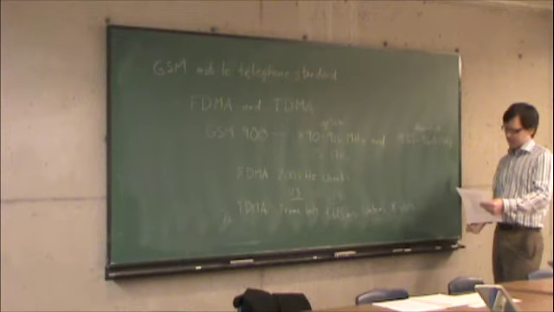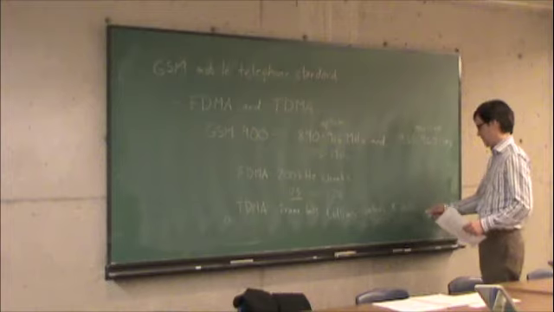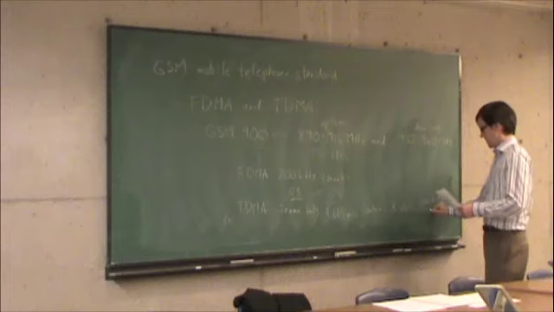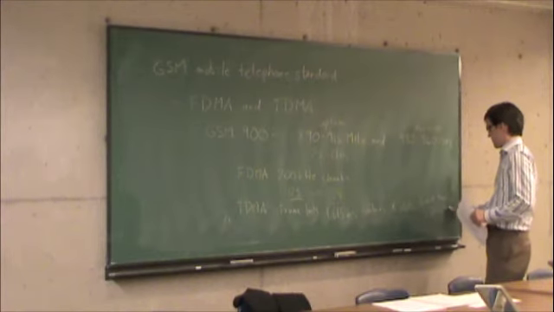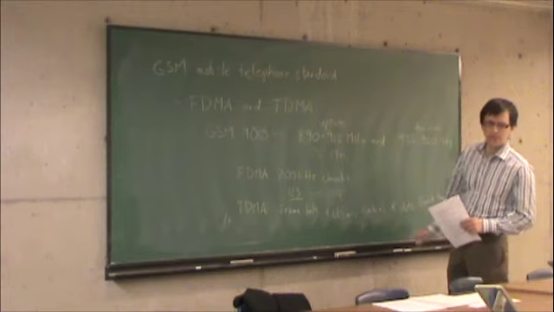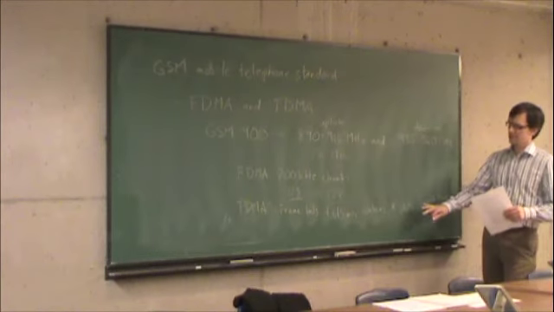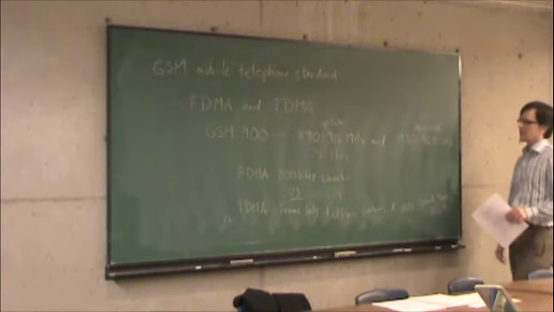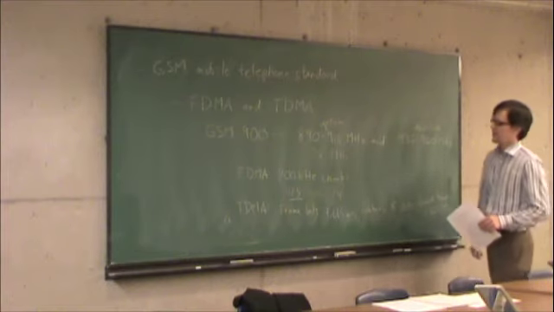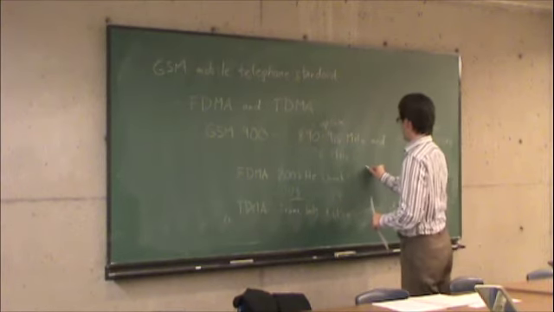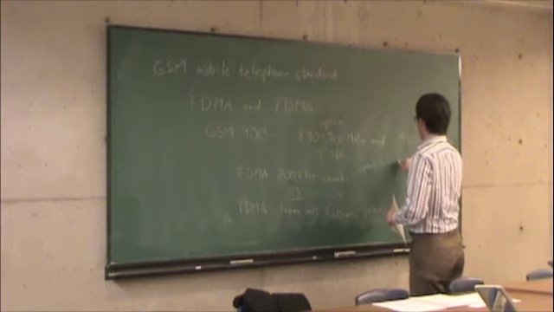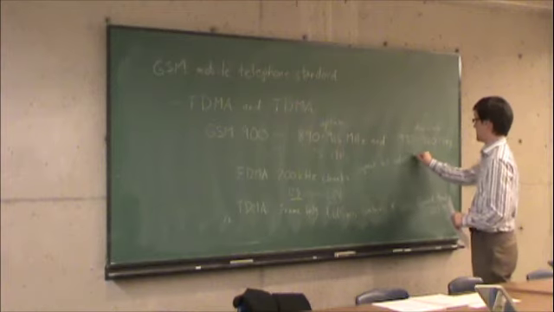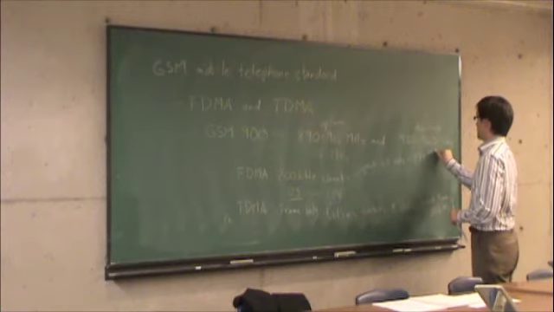Just a few other details in case you're interested. The guard time here is 30.5 microseconds. We could do the same analysis and get the peak bit rate per user. A couple of interesting things here, just as side notes. It turns out that the peak bit rate, using the modulation scheme that they use in GSM, is around 271 kilobits per second.